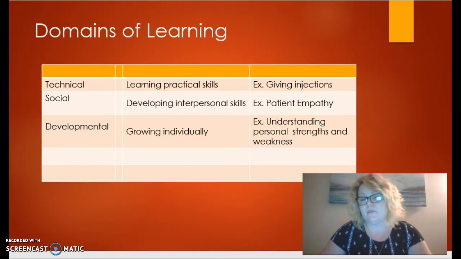The next one is developmental. And as a developmental, as you get through learning to give the injection, having that empathy for your patient, also understanding what your strengths and weaknesses are as you begin to grow. So every individual should grow every day within their field. But as you begin to grow, you begin to see what your strengths are, and you begin to understand even what your weaknesses are.